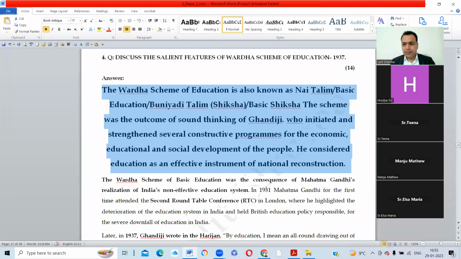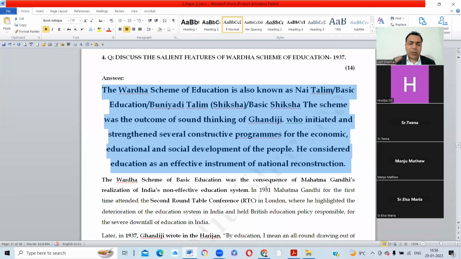Guys, I still remember, 4 years back, in the B.Ed syllabus across the country, one paper was added. The name of the paper was Nai Talim. What was the name of the paper? Nai Talim. So this is talking about the same Nai Talim, the Vardha Scheme of Education. What was the meaning of Nai Talim, or the Vardha Scheme of Education, in one line?